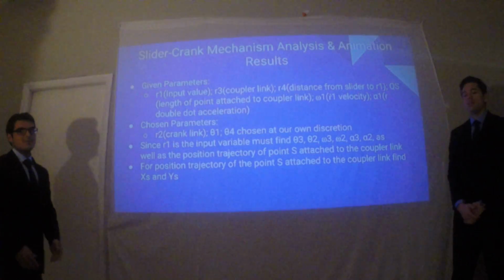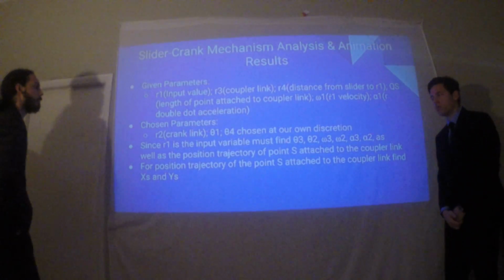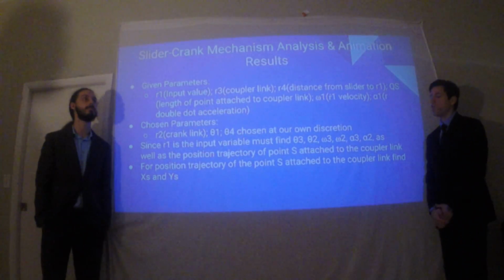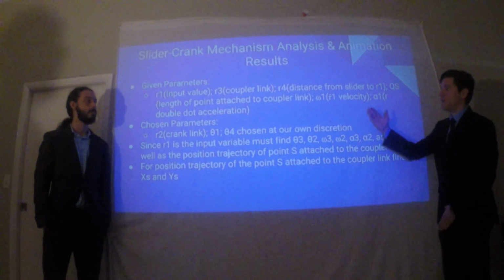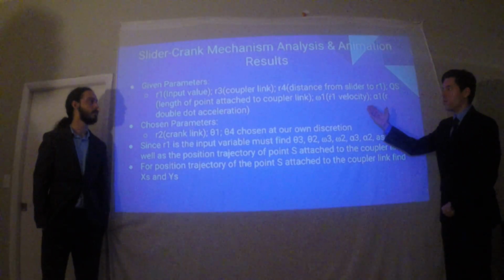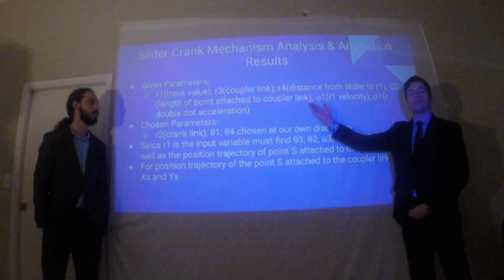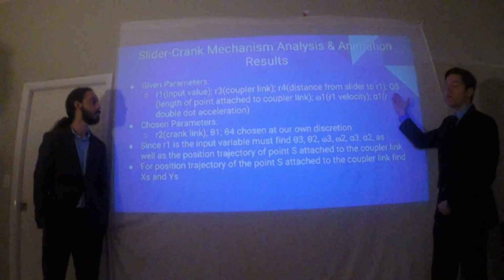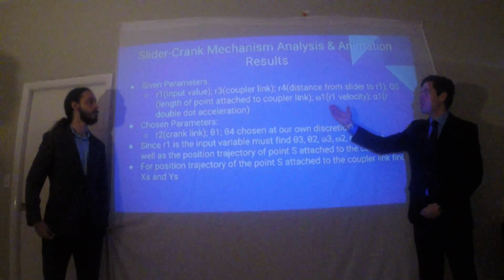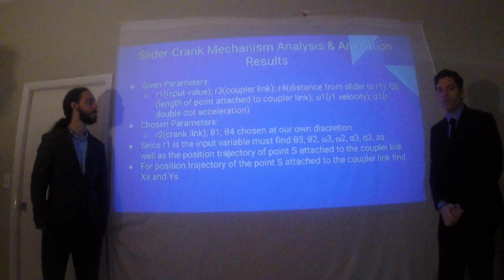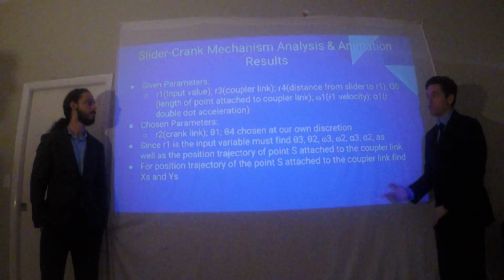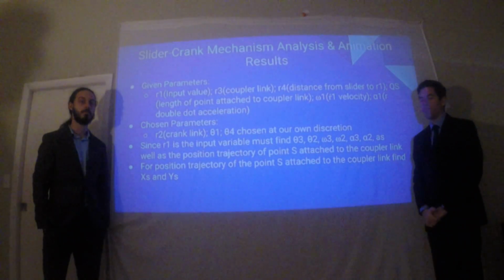The slider crank mechanism analysis and animation portion of the project are as follows. We were given certain parameters such as R1, R3, R4, as well as the length of the point attached on the coupler, which is denoted by QS. We were also given the velocity and acceleration of the actual link length R, which in turn ended up being our input value.